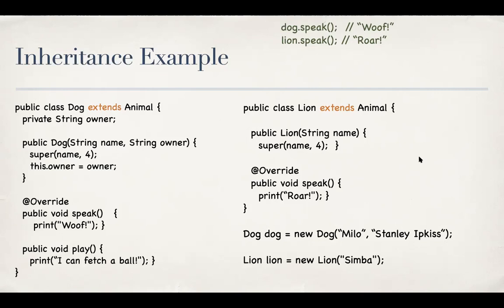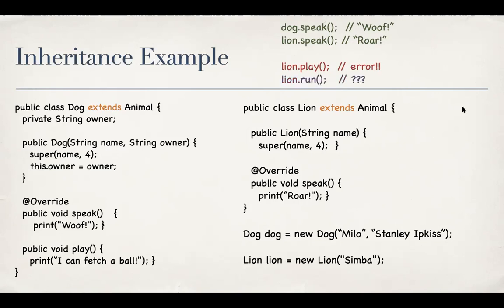Now, how about lion.play? It will result in an error. Let me pause, and I suggest you just think for a second. Will it be a compile time error or a runtime error? Answer is it is a compile time error because the method play is not available in the lion class at all. The compiler cannot find the method play over here.